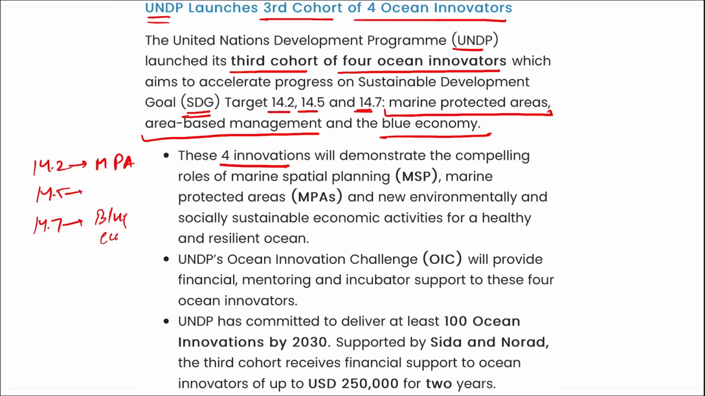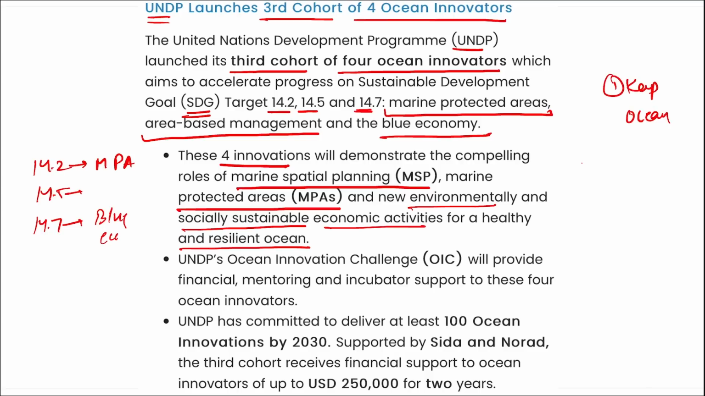These innovations will demonstrate the roles of marine spatial planning, marine protected areas, and new environmentally and socially sustainable economic activities for a healthy and resilient ocean. So basically, in short, this is saying that first we will keep our oceans clean, we will keep our beaches clean. Second, we will be implementing multiple activities there so that it can work as a tourist attraction, and when it becomes a tourist place, then we will keep that area clean. These activities will be generating revenue, and that revenue will be used to again keep that area clean and healthy.